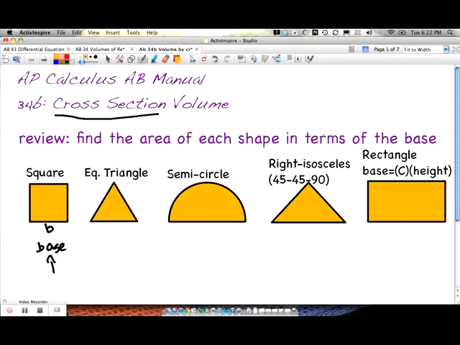So for a square, that's pretty straightforward. Let's just say the base was b, then the height is also b, and then the area is b squared. As we get into these other pieces, that's going to be changing a little bit. So if we say that the equilateral triangle, for example here, if the whole base is b, then half the base is b over 2.